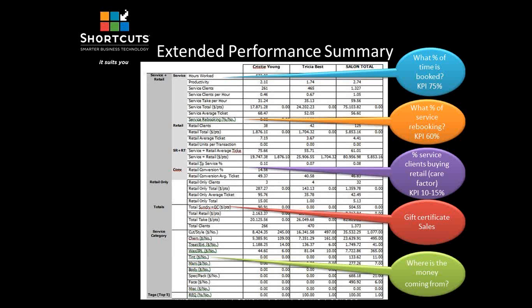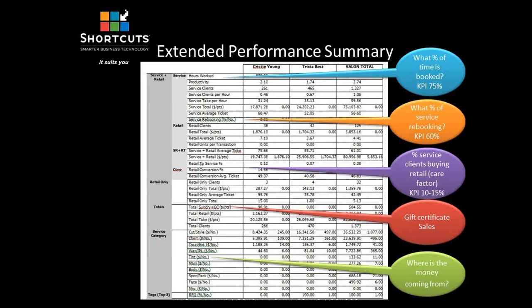So the next thing we want to look at is the extended performance summary. The first thing we're looking at is what percentage of time is booked. So the productivity, that is very important. If you have your staff members working 10 hours and they're only working 2 out of those hours, well, obviously they're not very productive. So we want our KPI for that to be about 75%. We want our staff members to be 75% productive.